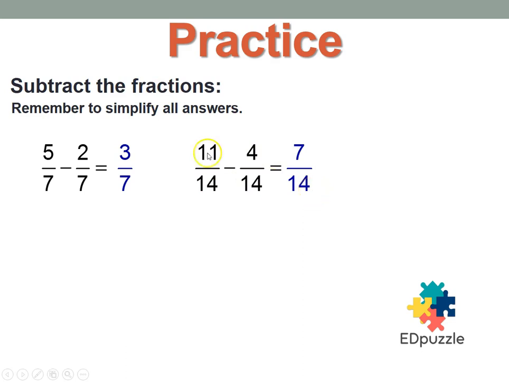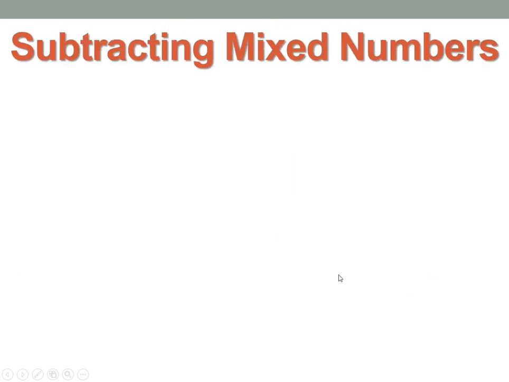Now, remember I said simplify all your answers. This can be simplified. I can take a 7 out of this and a 7 out of this to simplify it. So I'm going to do that. And your final answer should be 1/2. And what I did here is 7 divided by 7 is 1, and 14 divided by 7 is 2. So I get 1/2. All right, now let's try doing this with mixed numbers.